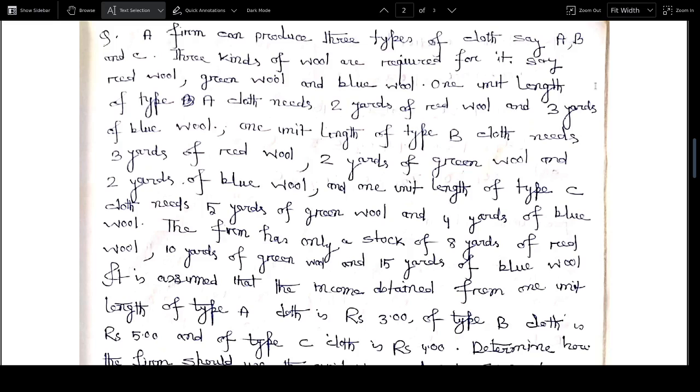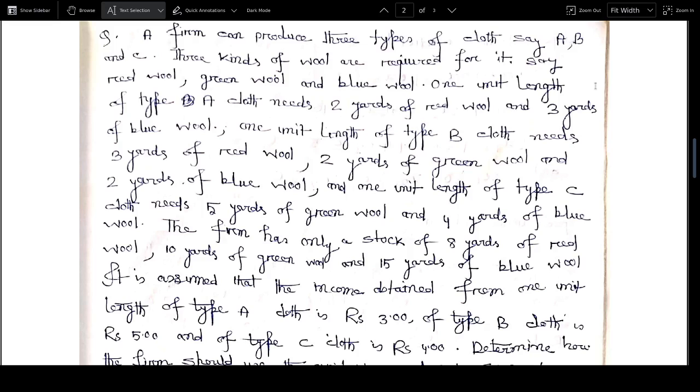It is assumed that the income obtained from 1 unit length of type A cloth is rupees 3, of type B cloth is rupees 5, and type C cloth is rupees 4. So determine how the farm should use the available material so as to maximize the income from the finished cloth.